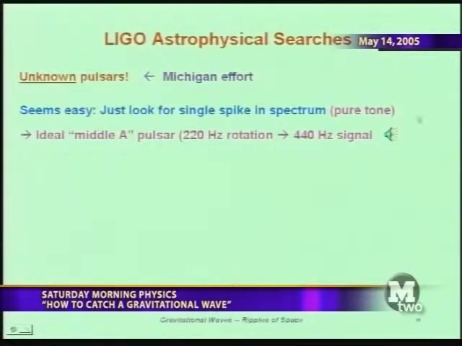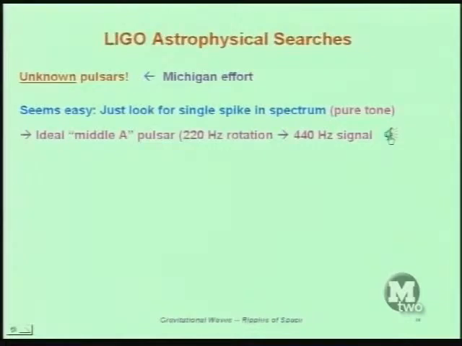For example, if you had a pulsar rotating at 220 hertz, that would give a gravitational wave signal at 440 hertz, and it would sound something like this. Okay, piece of cake, right? We ought to be able to hear that pretty easily. But there are some problems.